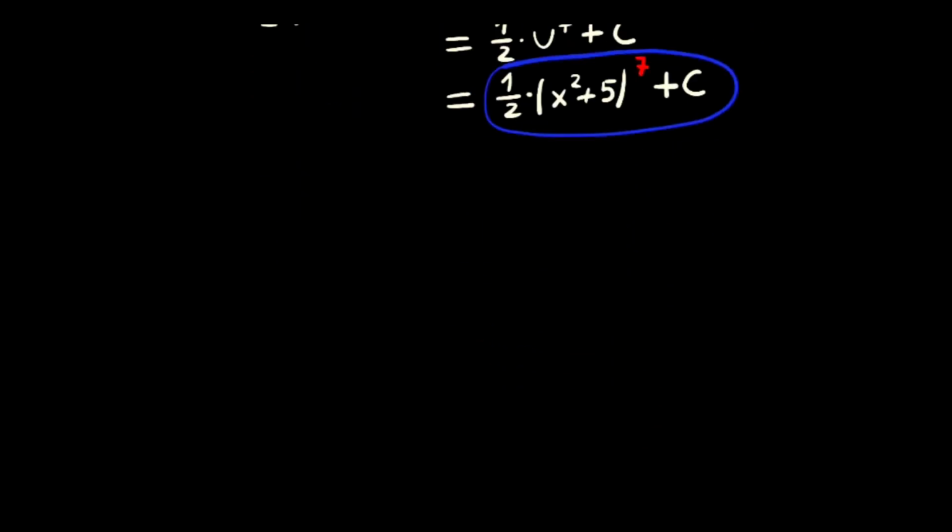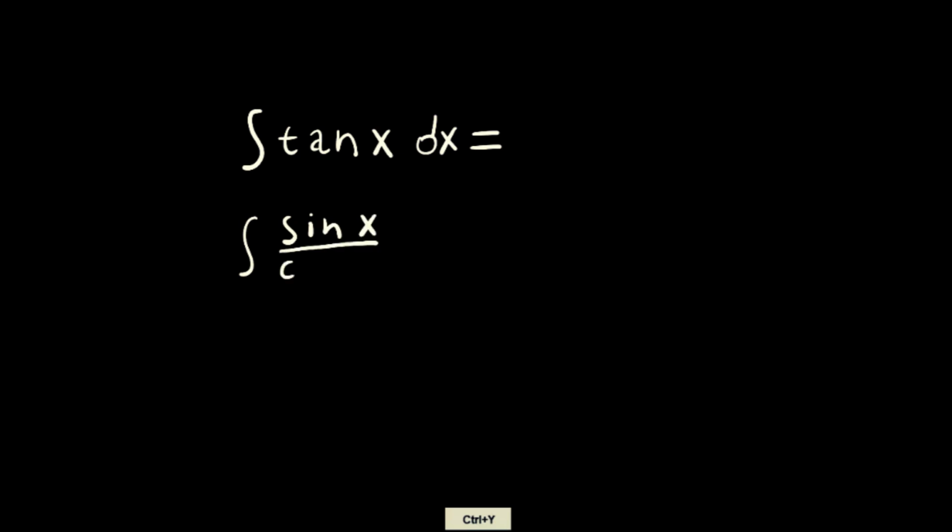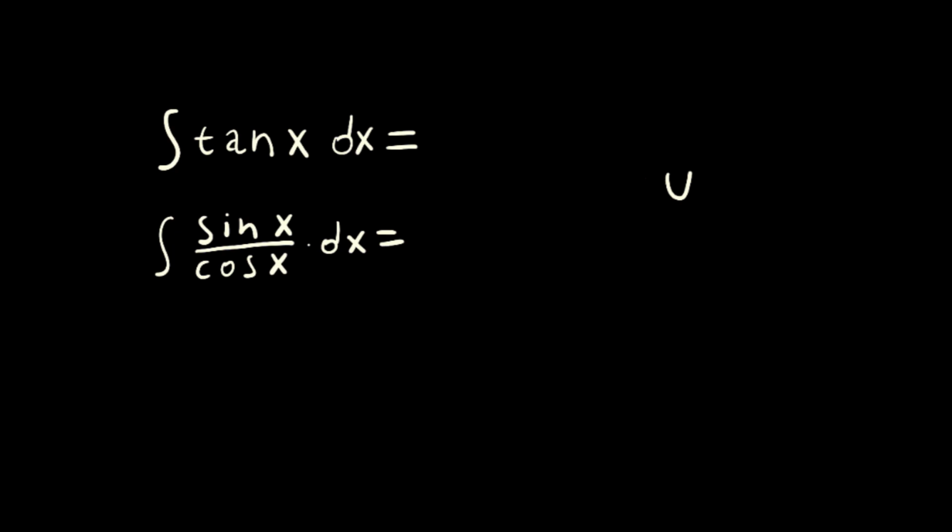Now, let's try this problem. What is the antiderivative of tangent x? You can either know this answer, or you could find a way to get the answer. So, what can we do? Now, tangent is sine divided by cosine. So, in this form we could use substitution. Let's replace u with cosine x.